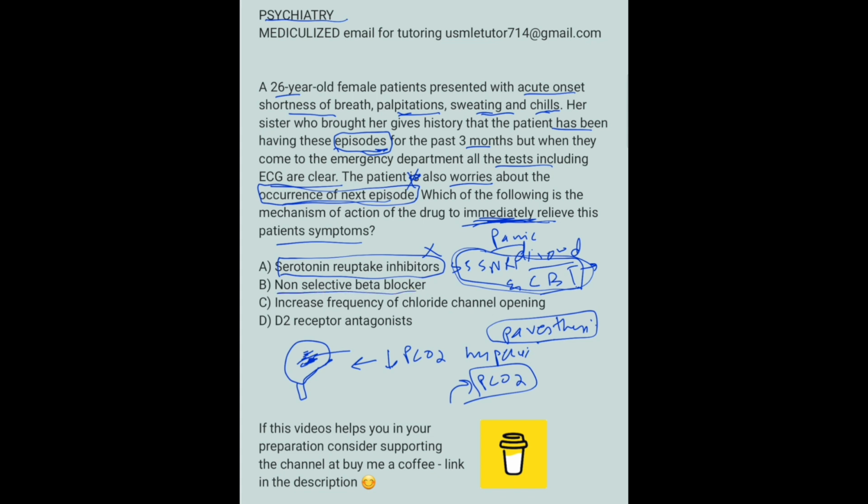Non-selective beta blocker, this would be propranolol. Remember, this is for performance type of anxiety. If the patient is giving a presentation and is nervous before the presentation, the patient can take propranolol, a non-selective beta blocker. Here, it won't help with the panic attack. Then we have increased frequency of chloride channel opening. Remember, this is the one that is the benzodiazepine. So this one is the right answer. These two are wrong. And then we have the last one, the D2 receptor antagonist. These are antipsychotics, used for schizophrenia, but here they have no value. So just remember, for immediate symptoms, benzodiazepine; for long-term maintenance, SSRIs, SNRIs, and cognitive behavioral therapy.